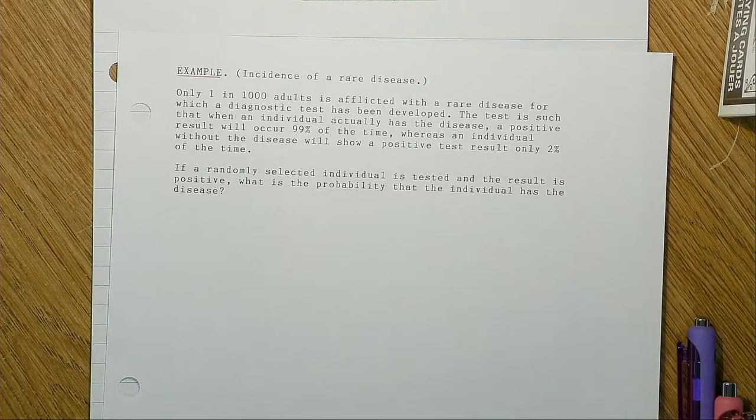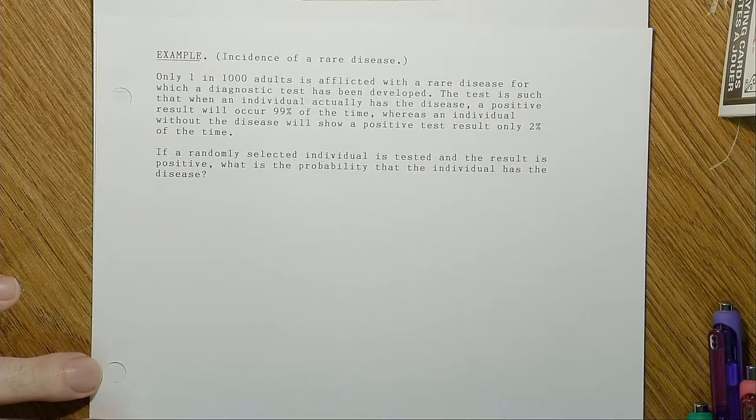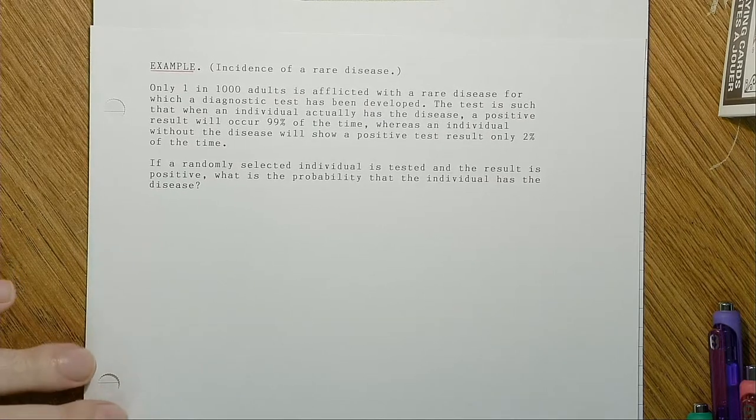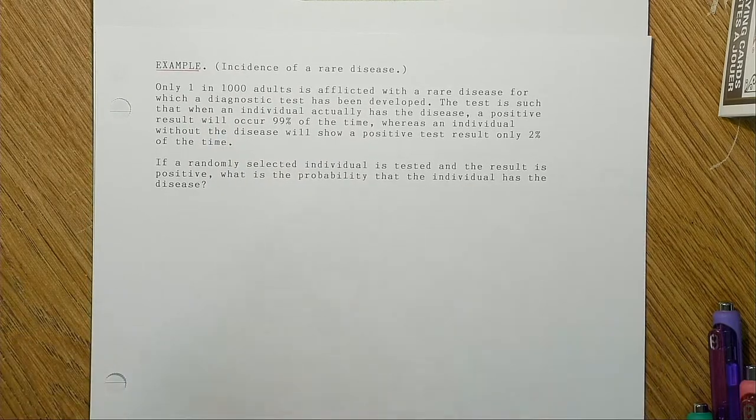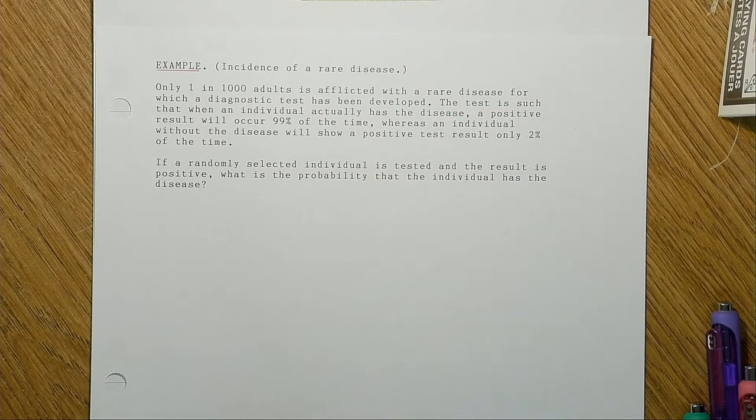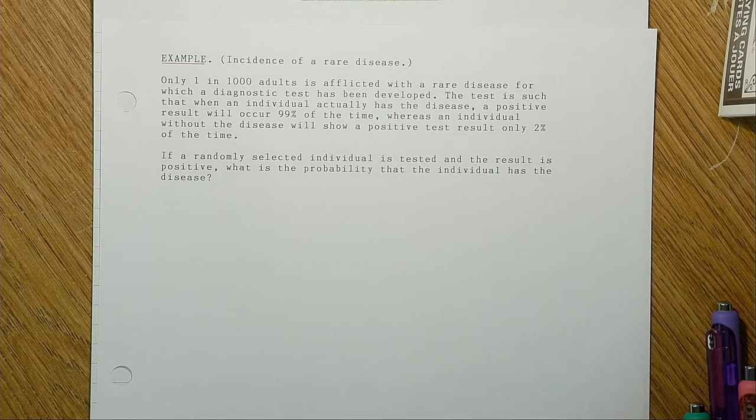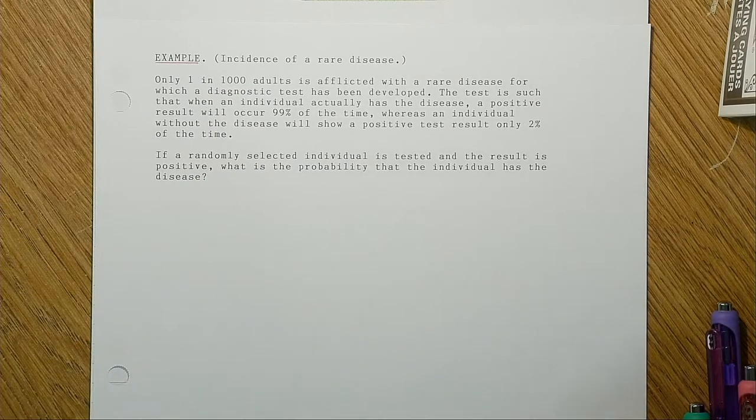So here's a very common example that we use, especially now because we are living with a pandemic at the moment. Here's an example of a rare disease. Let's say that only 1 in 1,000 adults is afflicted with a rare disease for which a diagnostic test has been developed. The test is such that when an individual actually has the disease, a positive result will occur 99% of the time, whereas an individual without the disease will show up a positive test only 2% of the time. So that's what we would call a false positive, right? If a randomly selected individual is tested and the result is positive, what is the probability that the individual has the disease? So again, this is a very important question.